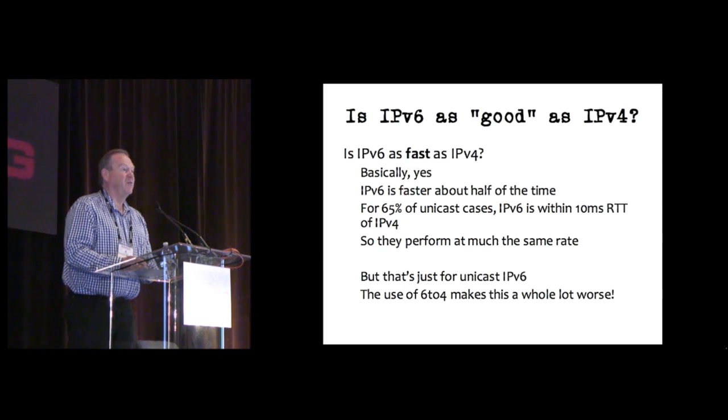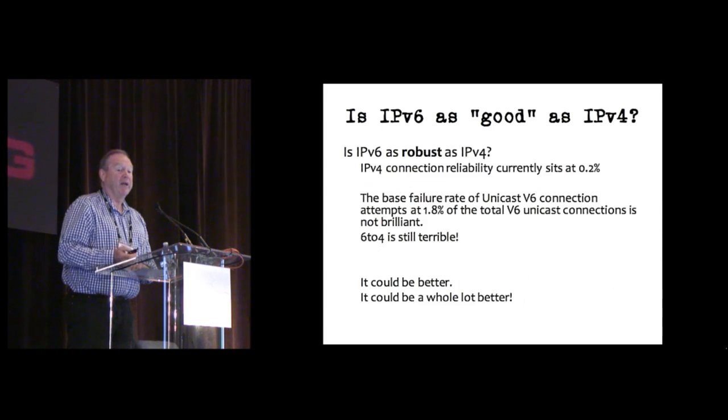If you use 6 to 4, get out of here. You know, you lose. There's no other way of saying it. But if you're on unicast, you're kind of there. It is as fast. But the other parameter, is it as robust? The answer is no.